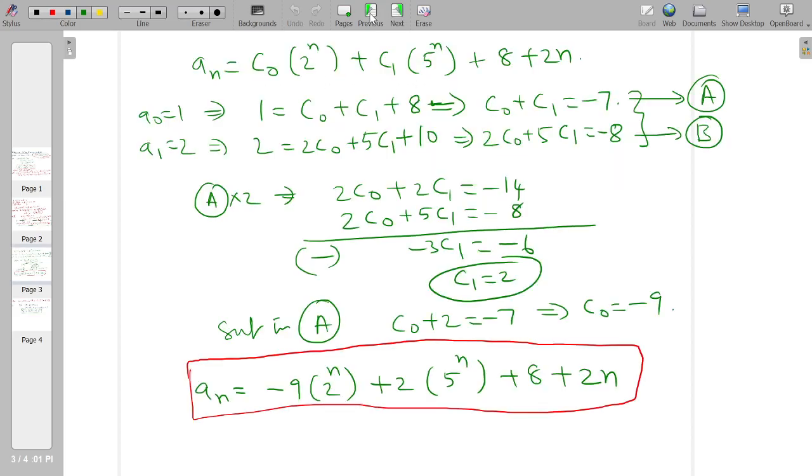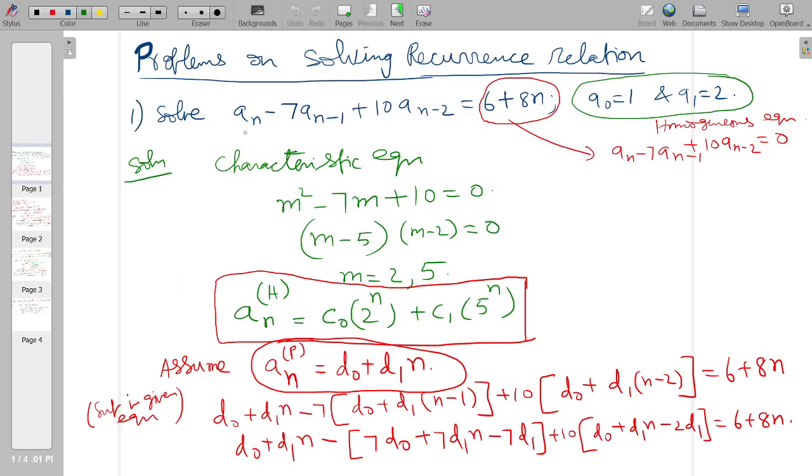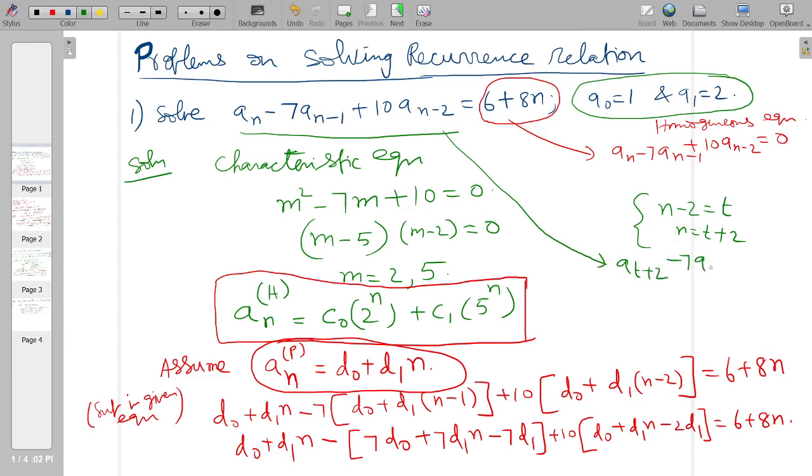In the previous problem, you had an minus 1, an minus 2. And now here, when you assume n minus 2 is equal to t, then n would be t plus 2, and I can rewrite this equation like this: a t plus 2 minus 7a t plus 1 plus 10 at is equal to 6 plus 8 into t plus 2. Okay, so both will be the same recurrence relation.